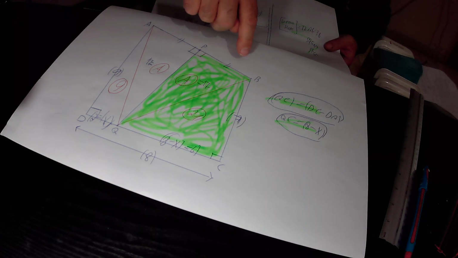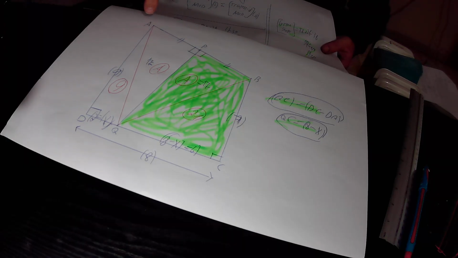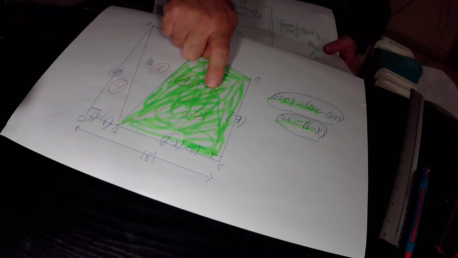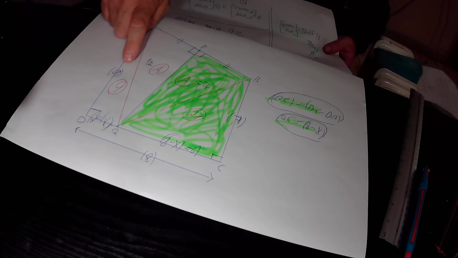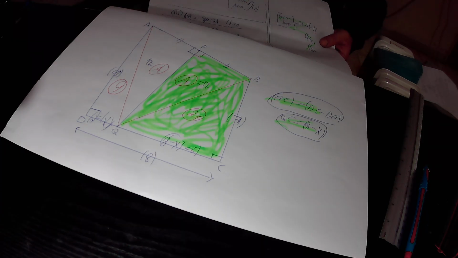So the white triangle APQ is 17. Likewise, the area of this green triangle PBQ is also 17. And the area of this fourth component is 21. The area of this first component is 9.